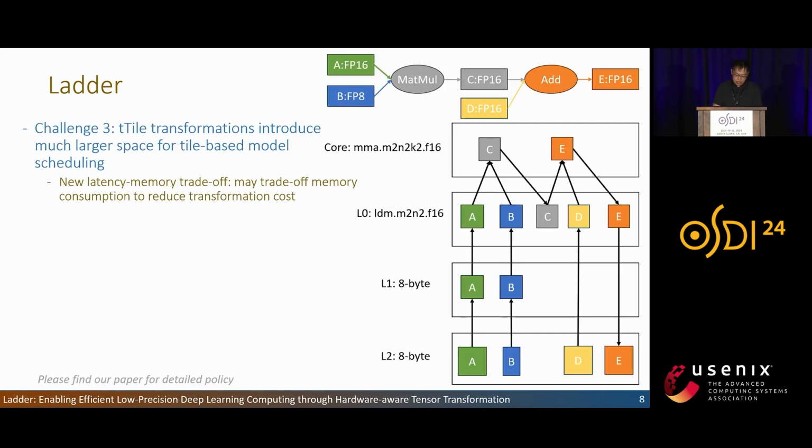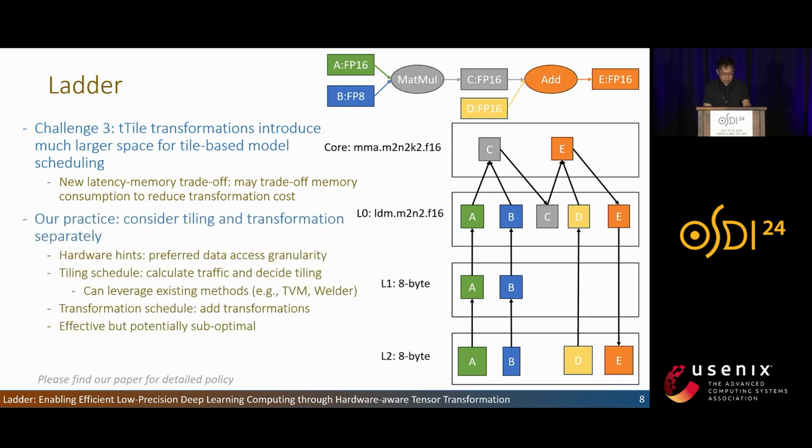However, the T-tile transformation introduces a much larger space over the existing tile-based end-to-end model scheduling. It may also introduce a new latency-memory trade-off, where it can trade off memory consumption in the lower layer to reduce the transformation cost in the higher layer. Our practice is to consider tiling and transformation separately, which is effective according to our evaluation, but it's potentially suboptimal.